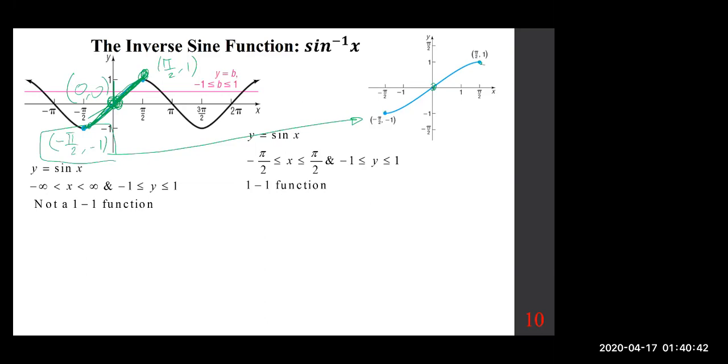Now, let's go with the inverse. To go with the inverse, what happens to this pair? This changes to negative 1 comma negative pi over 2. 0, 0 remains the same, it's 0, 0. But pi over 2 comma 1 changes to 1 comma pi over 2. So all you have to do is draw those 3 points, and you have a rough sketch of the inverse function.